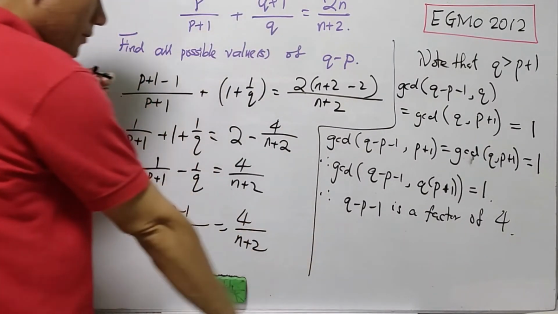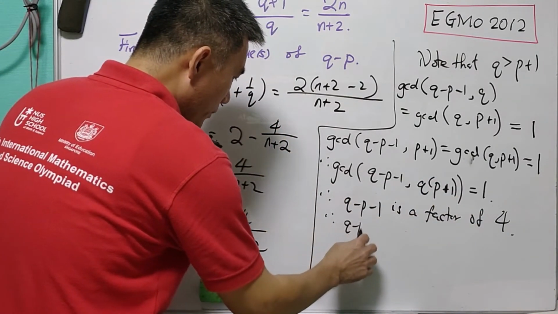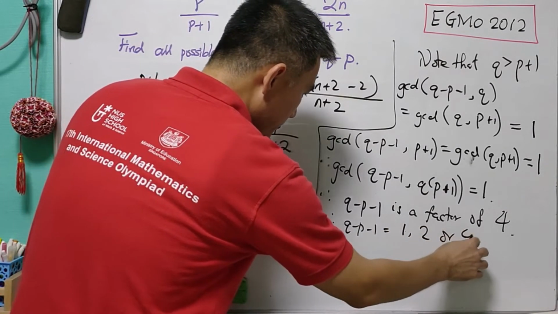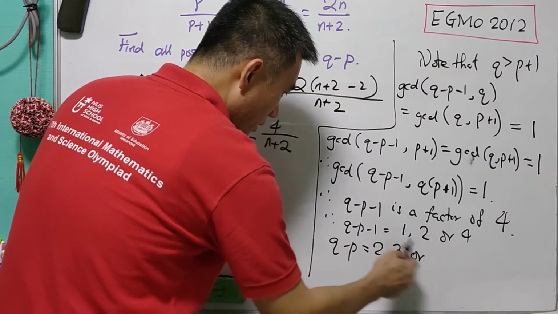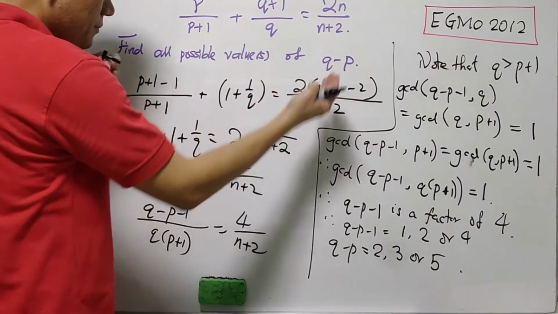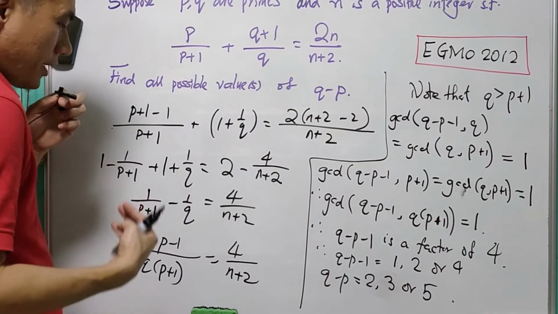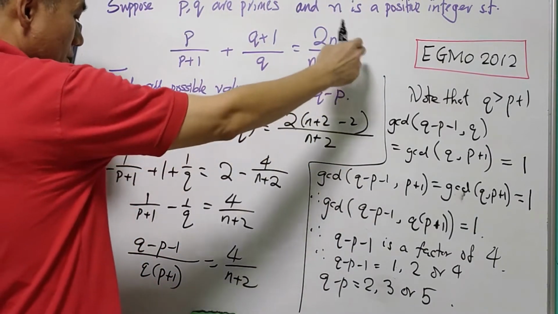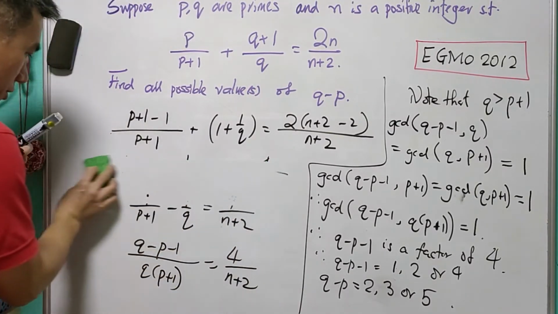So back to this question, since it is a factor of 4, it means that Q minus P minus 1 is either equal to 1, 2, or 4. So Q minus P is either equal to 2, 3, or 5. We are asked to find all possible values of Q minus P. So these are possibly the values. But we need to verify that there exist such P, Q, and n that satisfy this equation. Let me erase this part to get more space.